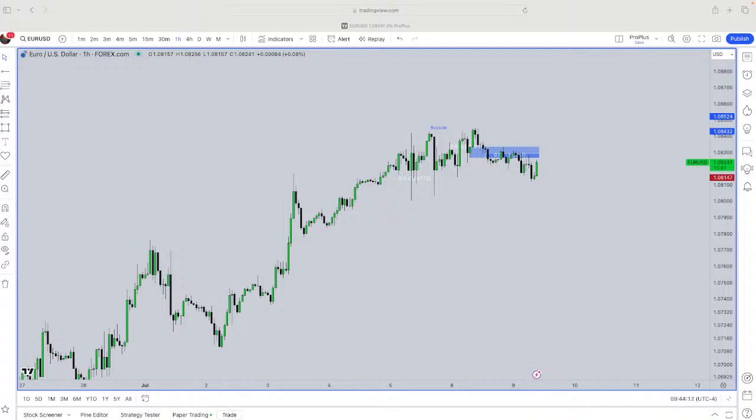Fed Powell is testifying tomorrow, or today and tomorrow, and it's CPI Thursday. So it's going to be a really busy week. We had a slow Monday. Let's hope we have a good start, a good rest of the week.